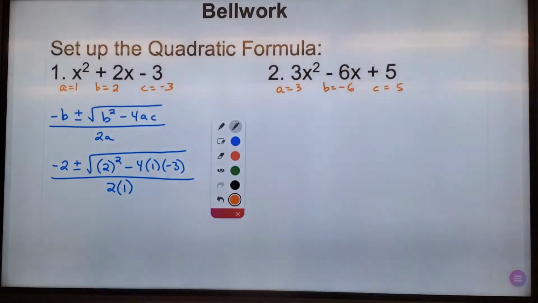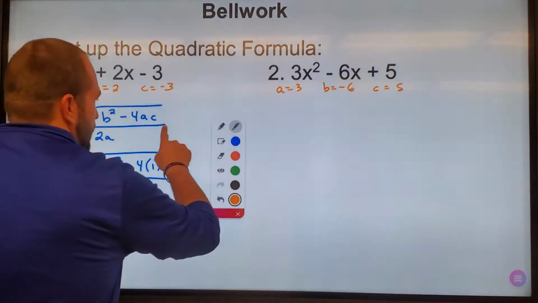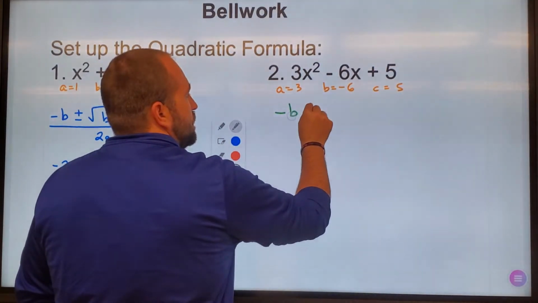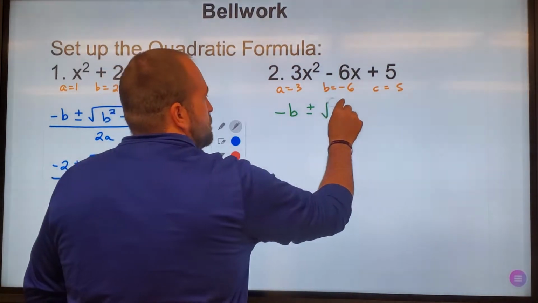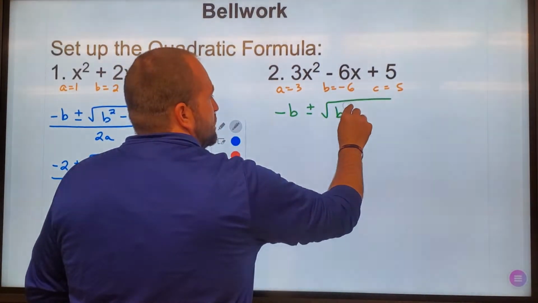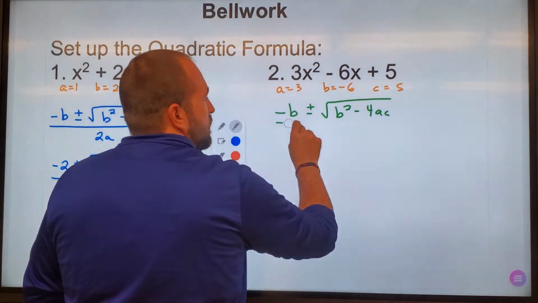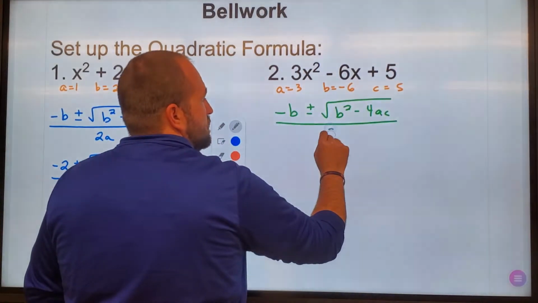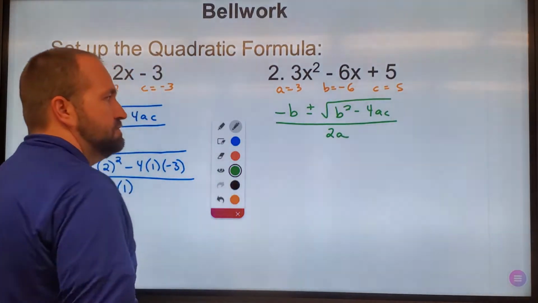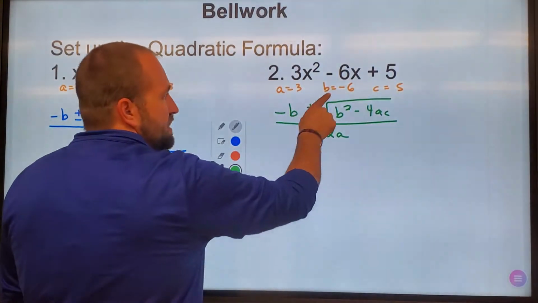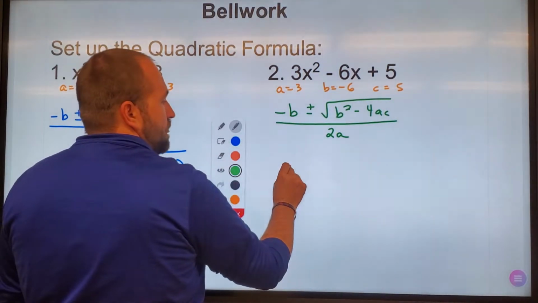So then we plug in. So again, the quadratic formula is right here. So I'm going to do it in green. The opposite of b plus or minus the square root of b squared minus 4ac all over 2 times a. And again, just replacing things. The opposite of b, the opposite of -6, is +6.